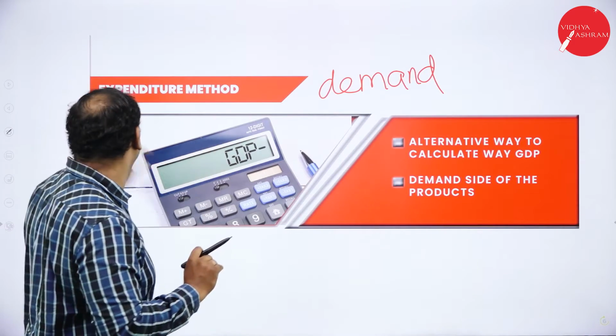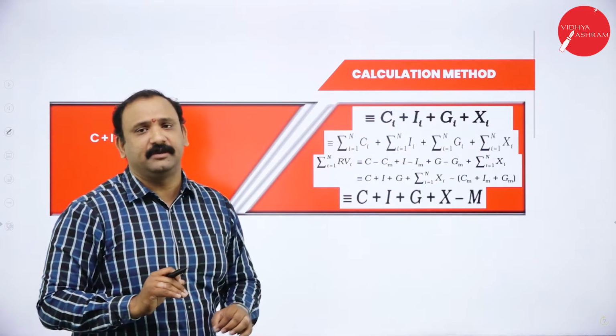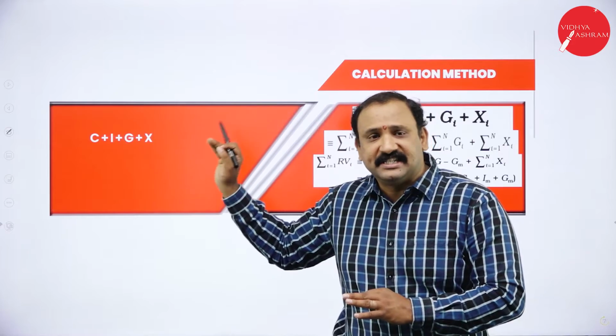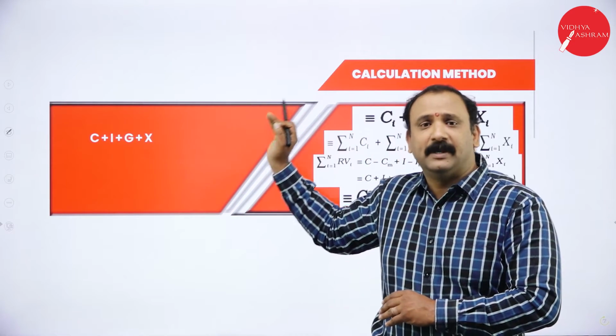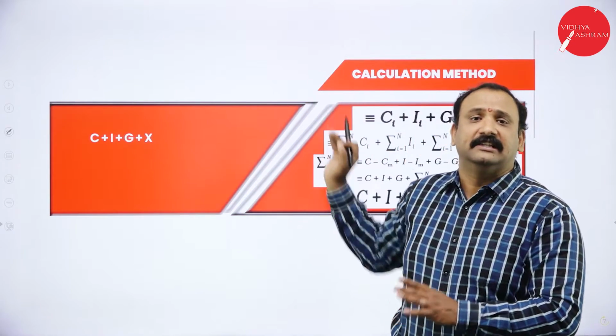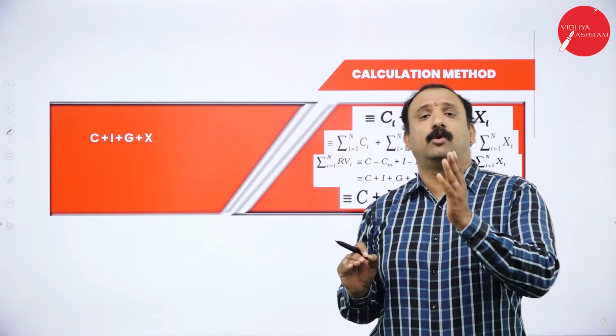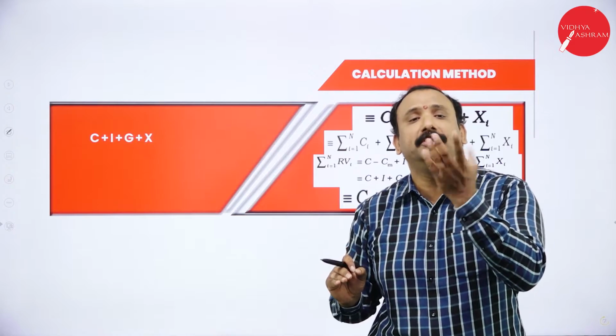Now moving forward, what is the calculation method for this particular thing? This is a very, very important factor. These 4 letters, C plus I plus G plus X, are the base at which the GDP calculation begins. Sir, what are these letters? What do they mean to us?